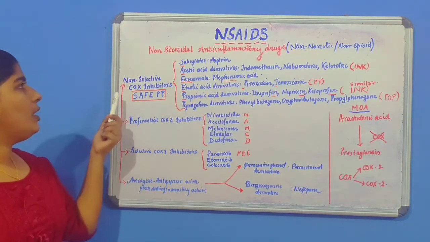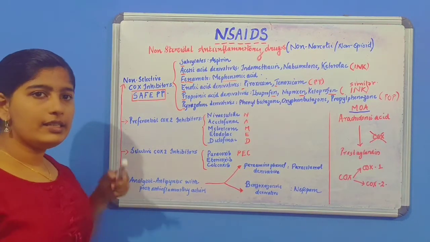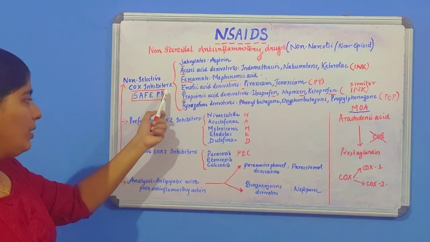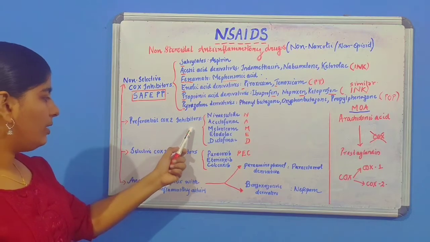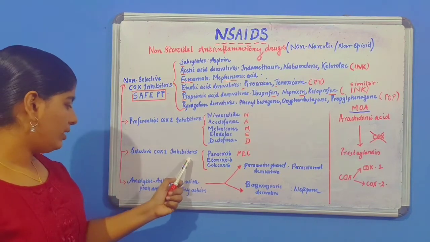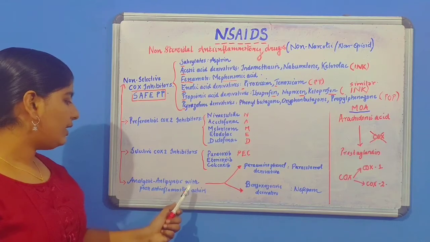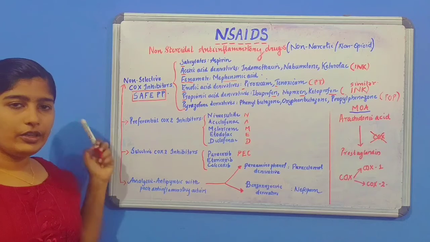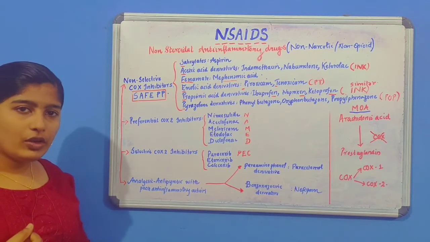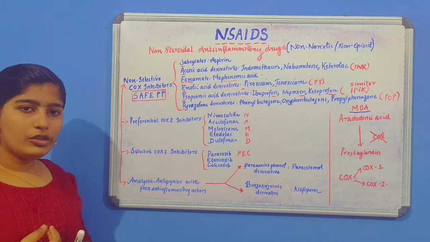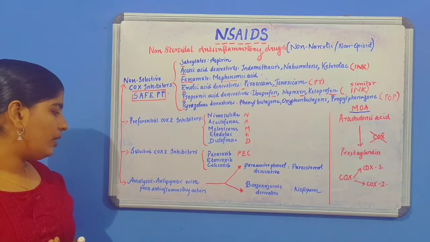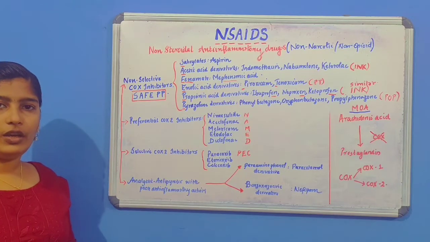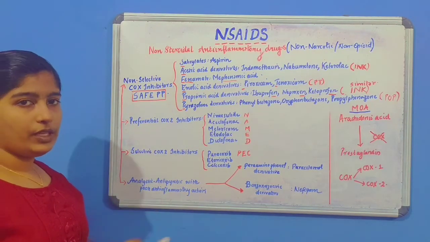Now, we will discuss the classification. Here, NSAIDs are mainly classified into four types: non-selective COX inhibitors, preferential COX-2 inhibitors, selective COX-2 inhibitors, and analgesic antipyretics with poor anti-inflammatory action. Now we will see sub-classifications of each.